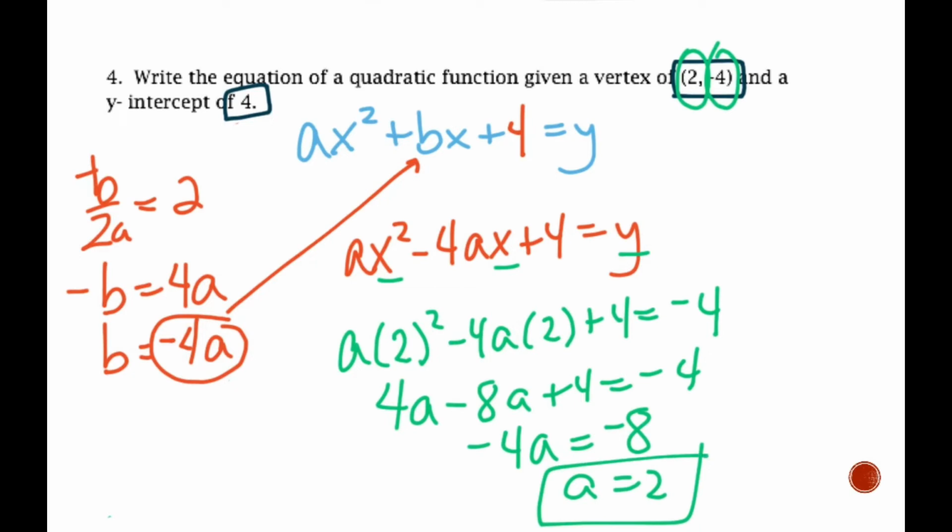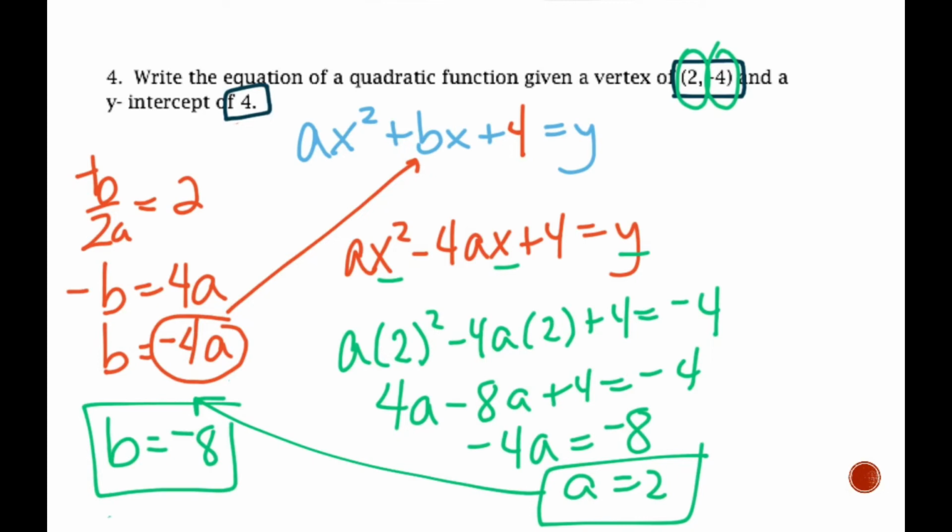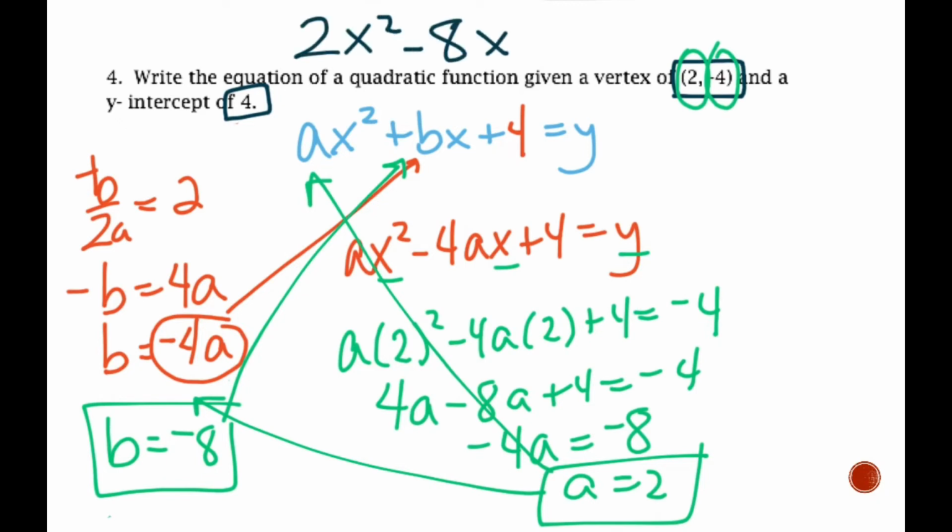Now I can take that and find b. So b is equal to -8. So I can take both of those and plug them in to my equation. So I'll have 2x squared minus 8x plus 4 equals y, and that's the equation that has a vertex of 2, -4 and a y-intercept of 4. So let's go to the next problem, number 5, and probably pause this video and see if you can do what I just did, and then turn this back on and see if you get the right answer.